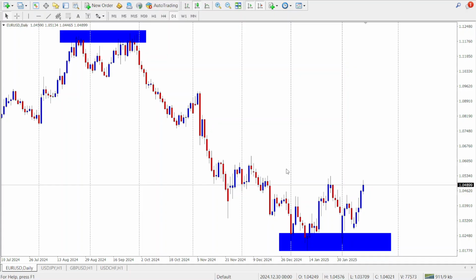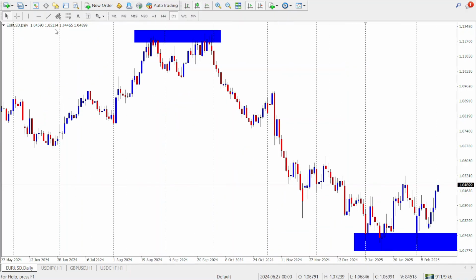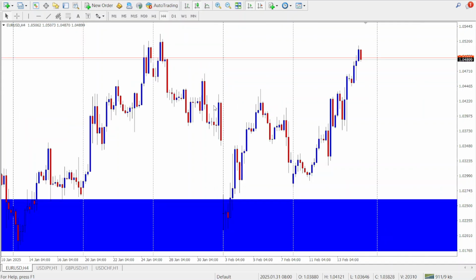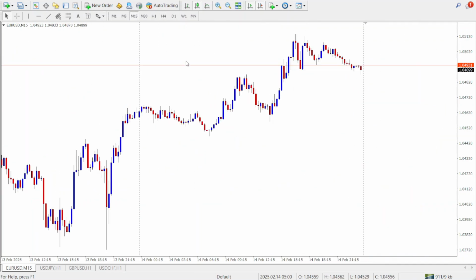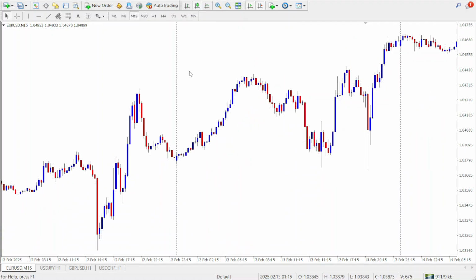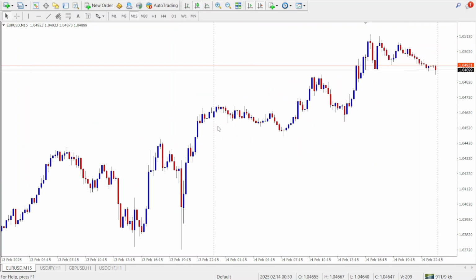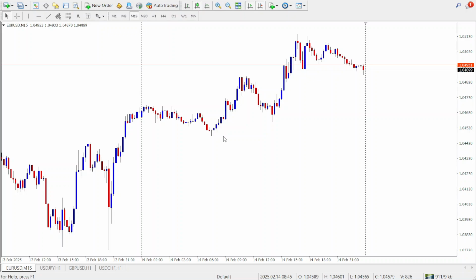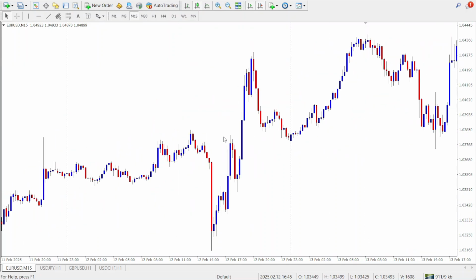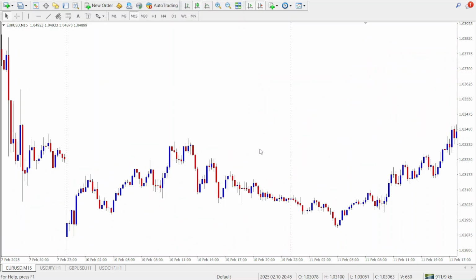But how do we do that? Let's break it down. Not all supply and demand zones are created equal. Some work better for scalping than others. So here's how to spot the best ones. You should look for strong moves away. The best zones are formed when price leaves an area quickly with strong momentum.